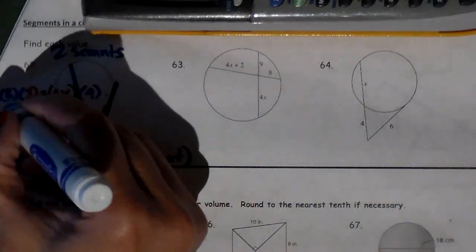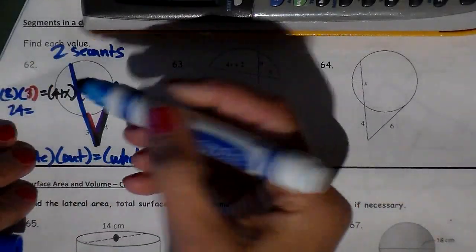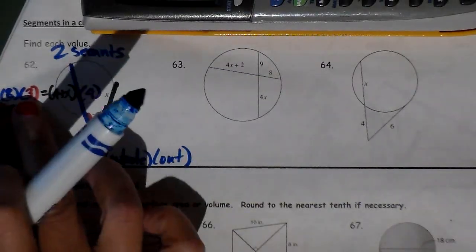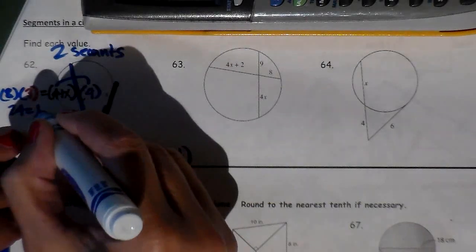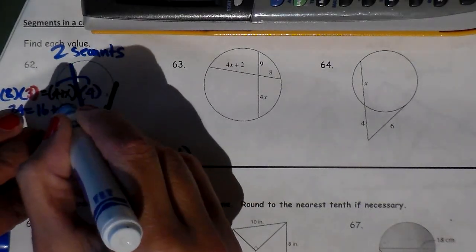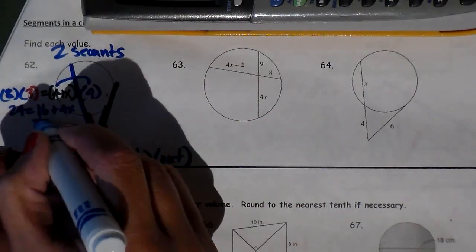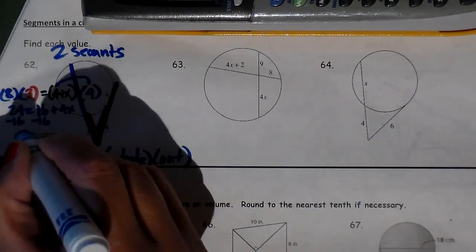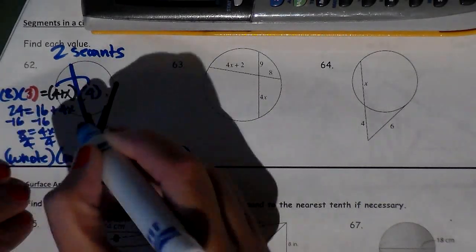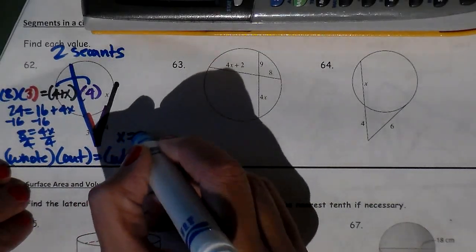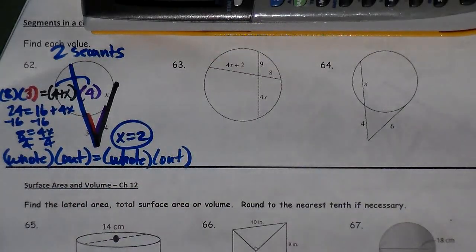So that is what you solve. Okay? 8 times 3 is 24. Again, I have whole times outside equals whole times outside. Then I distribute. 4 times 4 is 16 plus 4x. I'm going to subtract 16 from both sides, and I get 8 equals 4x. And I'm going to divide both sides by 4. So x is equal to 2.